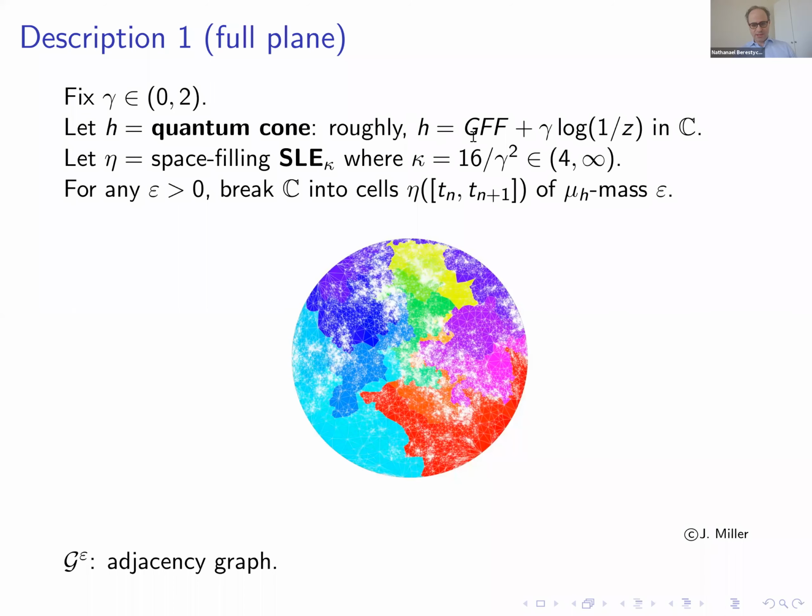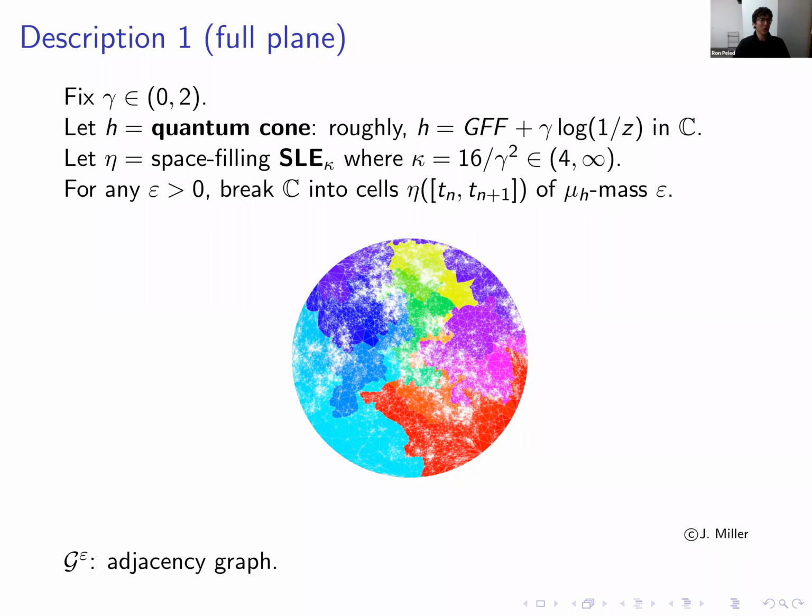Okay, so because this h is basically a version of the Gaussian free field, you can make sense of the Liouville measure associated with this random field. And so that gives you a way of breaking up the plane into regions of size epsilon. So roughly speaking, I think this picture is supposed to show you some of this construction, where you see a bunch of cells. In fact, the colors are representing, I think, something like 100 cells or something like that.